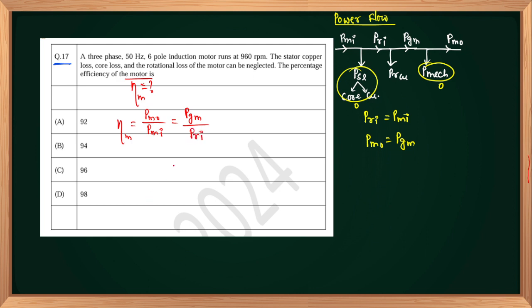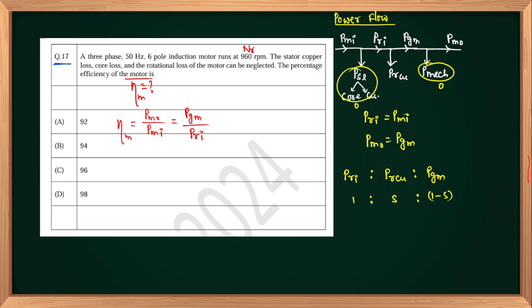We do not have any information about the rating of the induction machine, no voltage rating, current rating, or power rating. The only thing he has given is 50 Hz frequency, 6 poles, and 960 RPM, so the rotor speed. If you remember the formula for the power flow in the induction machine, rotor input to rotor copper losses to gross mechanical power is 1 is to S is to 1 minus S.